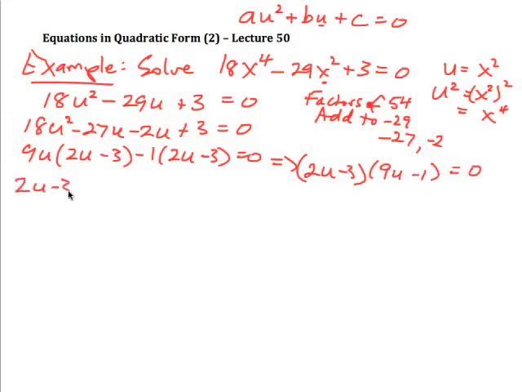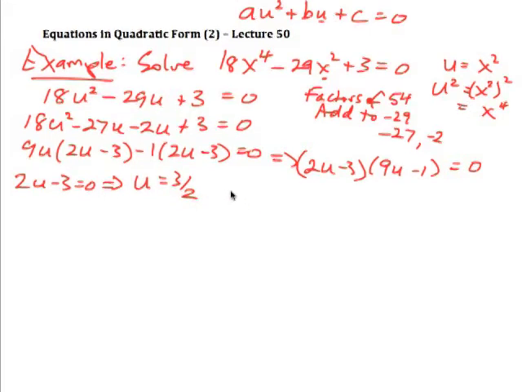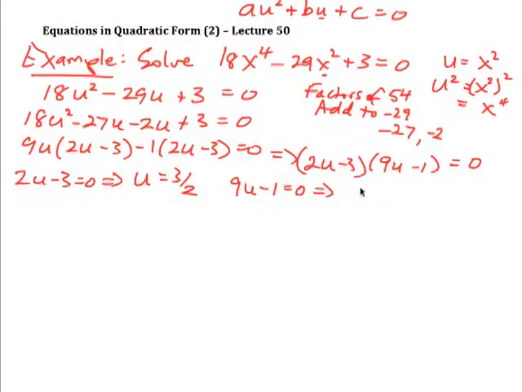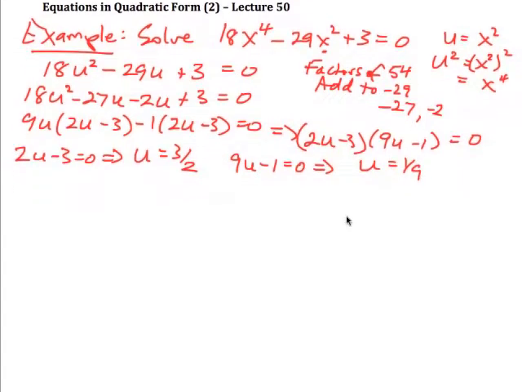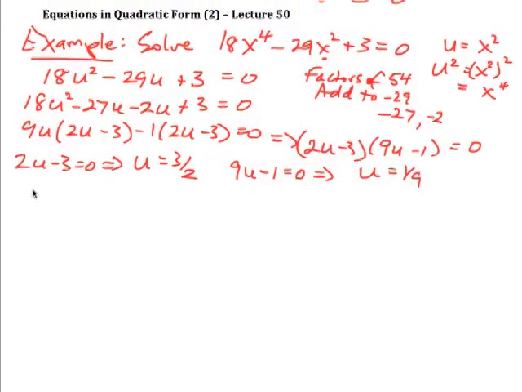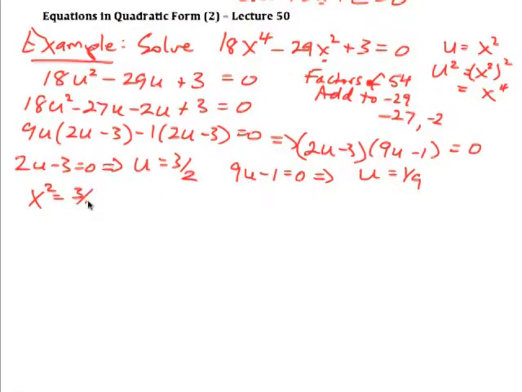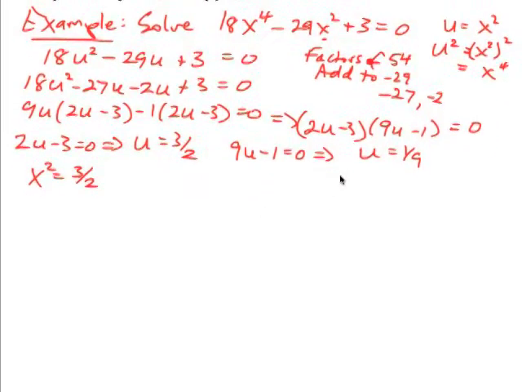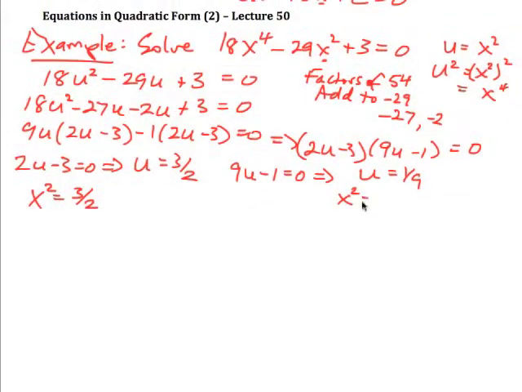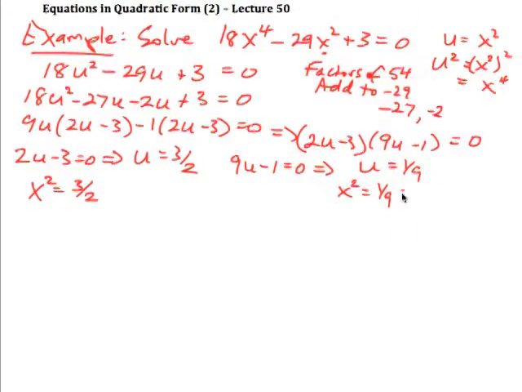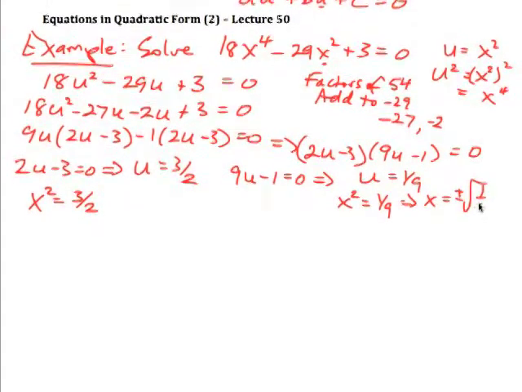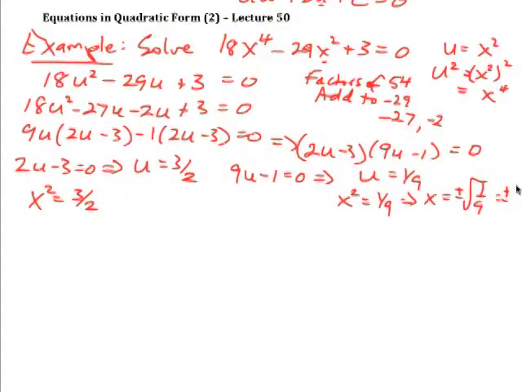So 2u take 3 equals 0 implies that u is equal to 3 halves, and 9u take 1 equals 0 implies that u is equal to 1/9. However, we know that u is actually x squared, so what I have is x squared equals 3 halves, and next, x squared equals 1/9. Now by the square root property, this means that x is going to be equal to plus or minus the square root of 1/9, which of course is plus or minus 1/3.